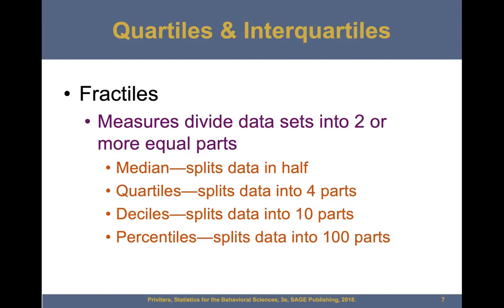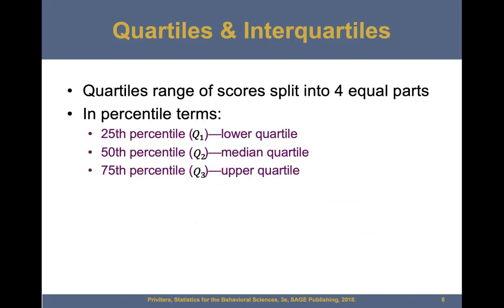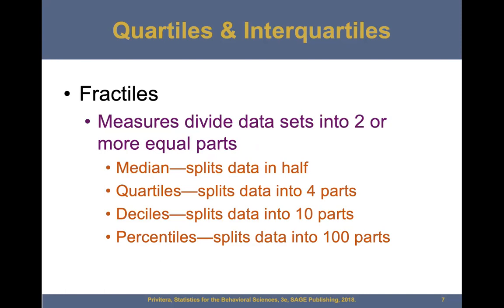Fractiles, basically just cutting things in half. So cut it in half once, you get your median. Quartiles 4 times, deciles 10 parts, percentiles 100 times. Does that make sense so far? Are there questions on that?